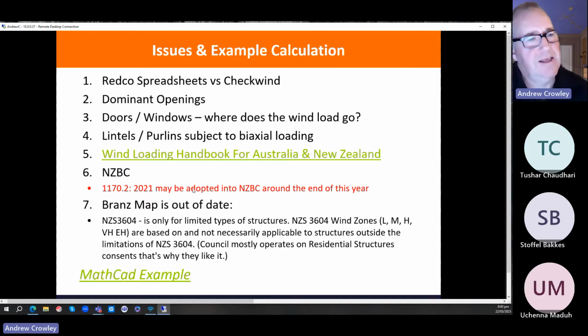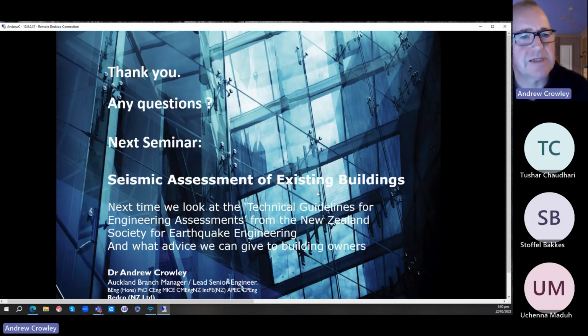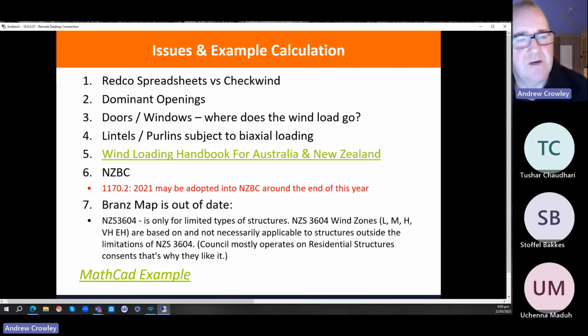NZBC, right. 1170 Part 2 may be adopted by the New Zealand Building Code around the end of this year. And that's the same note I put last year, sorry. So hopefully it might be incorporated at the end of this year, maybe next year. And because of that, the brands map is out of date. There is a brands map available online. It's a very useful tool. It's got all sorts of useful information on it, but it is a simplified tool, which is why architects love it.